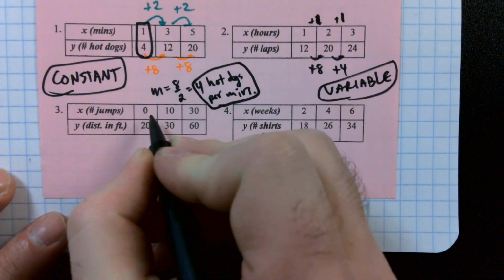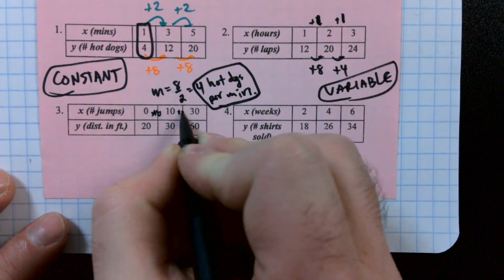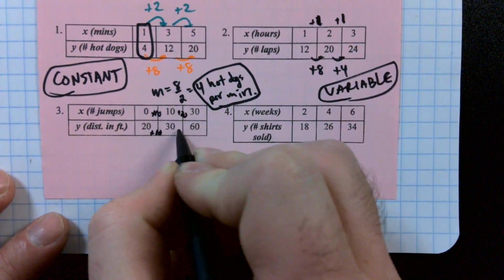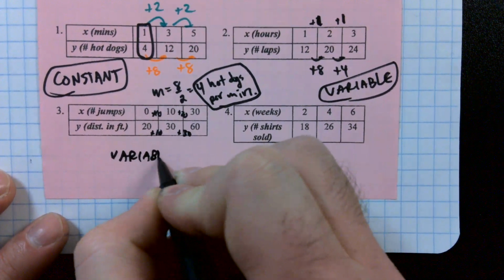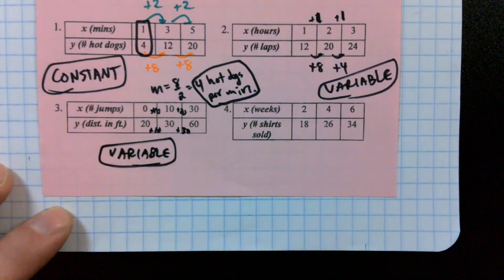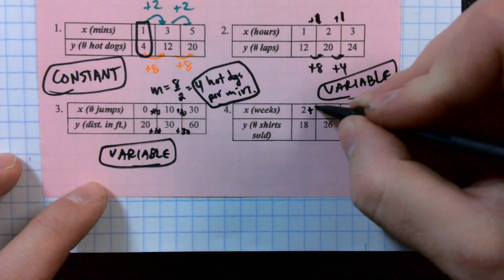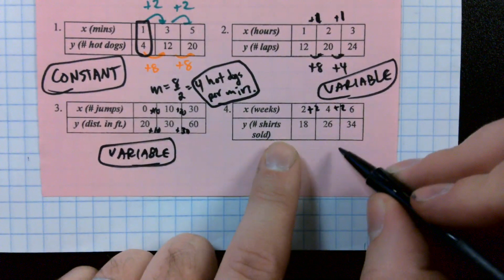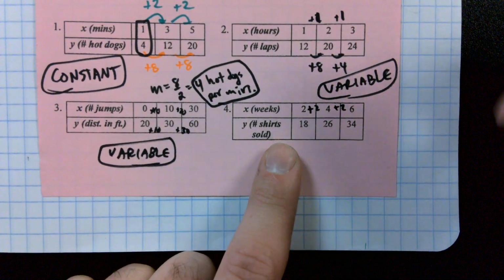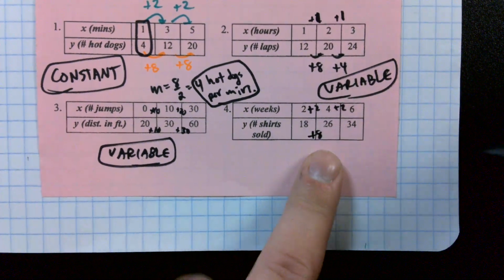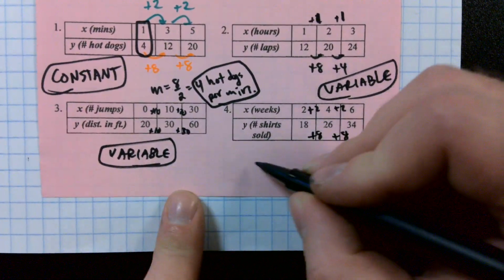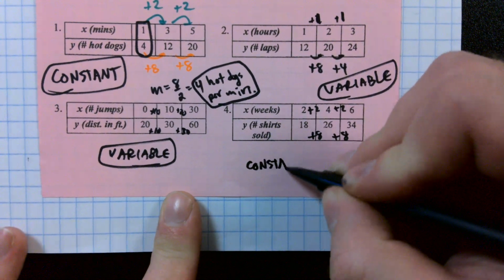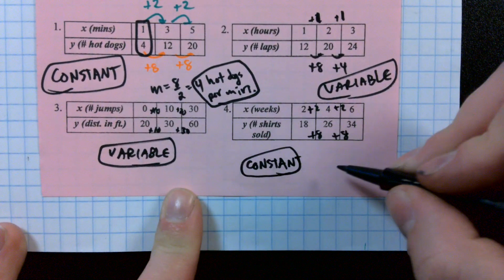For number 3, I got +10, plus 20. And then +10, plus 30. That is super variable. Right? Number 4, I've got +2, plus 2. How do I get from 18 to 26? Plus 8. How about 26 to 34? Plus 8. Is that constant or variable? Constant. Now because it's constant, let's find M.